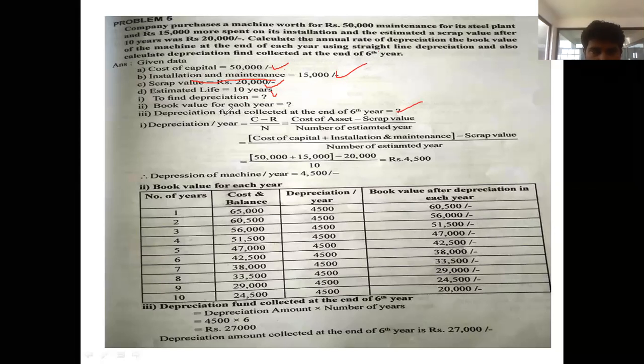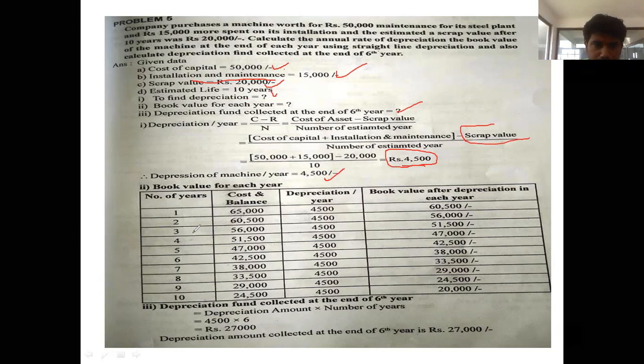The formula is like this: depreciation per year equals the cost of the asset minus scrap value divided by the number of estimated years. The cost of the product is the cost of capital plus installation, so 50,000 plus 15,000 minus the scrap value of 20,000, divided by the useful life of 10 years. You will come to a depreciation amount of 4,500.